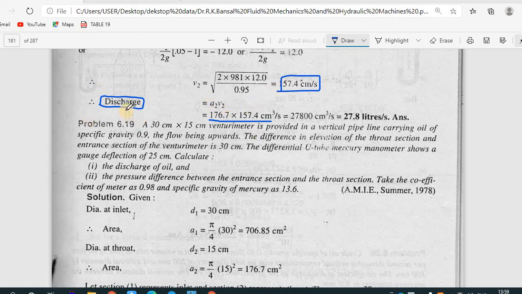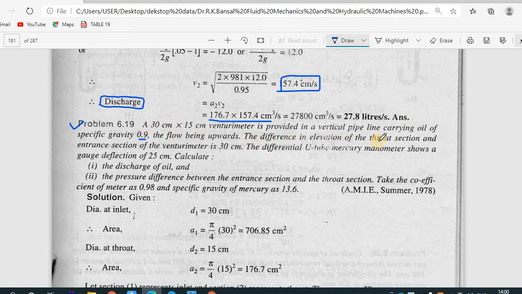Morning everyone. We will start with some other numericals related to Venturi meter. Okay, so the next problem is saying that a 30 by 15 centimeter Venturi meter is provided in a vertical pipeline carrying an oil of specific gravity 0.9, the flow being upward. So a vertical pipe has oil of specific gravity 0.9 flowing through it. The dimensions of the inlet and the throat have been given.